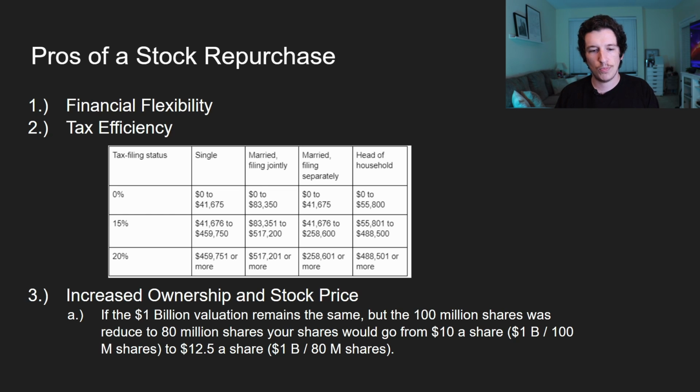Now, from a stock price point of view, if everything else remains the same, so let's say you have a $1 billion valuation and there's 100 million shares. So if you take 100 million shares and reduce that to 80 million, meaning the company's bought back 20 million shares, the share price would go from $10 to $12.50. The way that works is you have $1 billion divided by 100 million shares, and that's $10 a share. And then you have a $1 billion valuation divided by 80 million shares, and that's a $12.50 valuation. Or at least stock price.